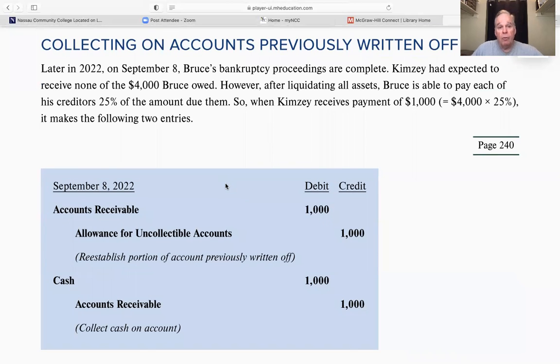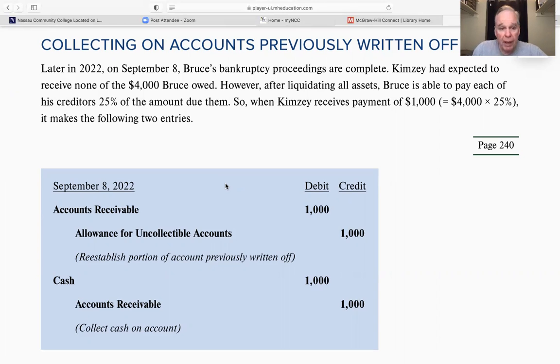Okay, now, we wrote off Bruce's account. Bruce went bankrupt. We read it in the newspaper. Right, we gave up. 7 months later, you open your mail and there's a check from Bruce for $1,000 and maybe a note saying that he's sorry. Right, now you'll throw the note away right away, but you'll keep the $1,000 check, won't you? So now what are we going to do?